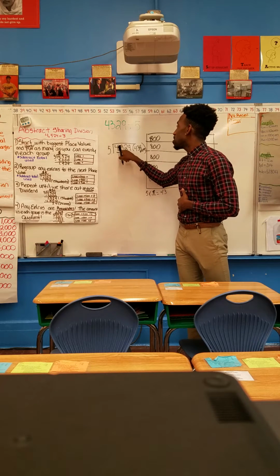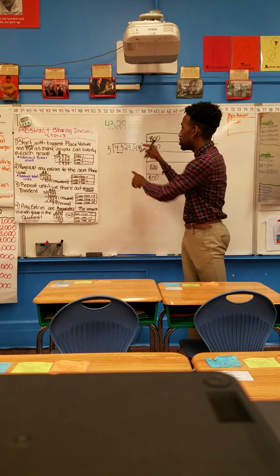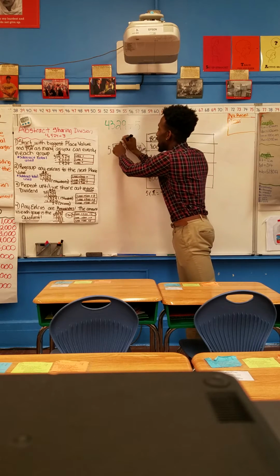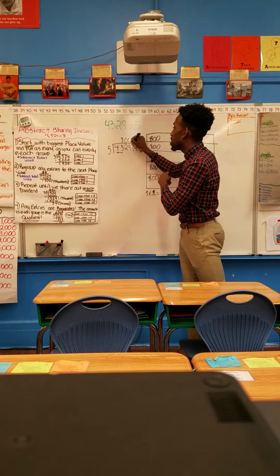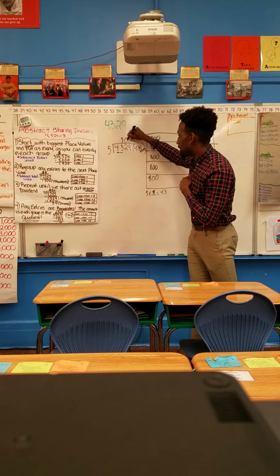So I notice that I put 800s, so I'm going to show that right above my hundreds column. I have 800s. 800, like that, or I can just say 8. We'll just keep it at 800 for now.